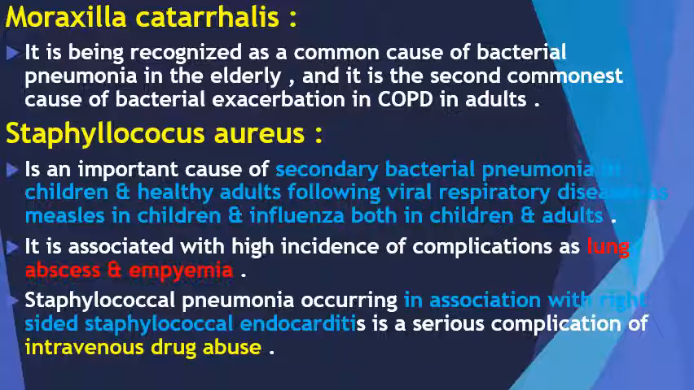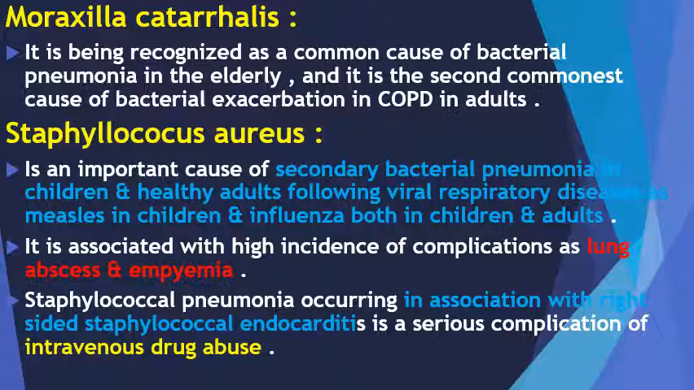Another type of bacteria that also causes pneumonia is Staphylococcus aureus. Actually, this is the most important cause of secondary bacterial pneumonia in children and healthy adults following viral respiratory disease, as in measles in children, especially in the past when children didn't receive the measles vaccine, so there were epidemics of measles among children.